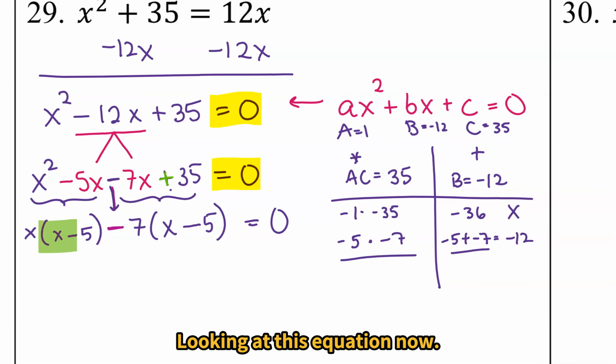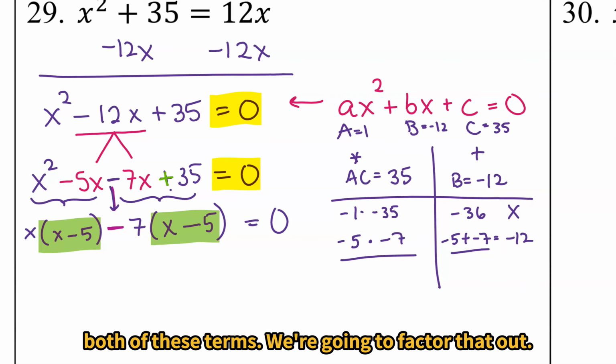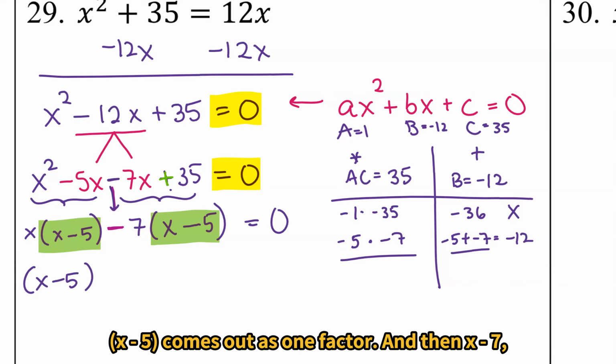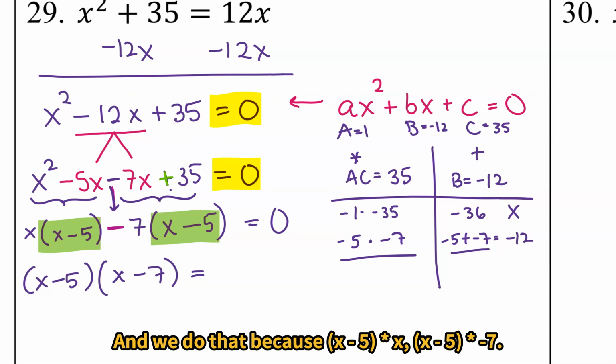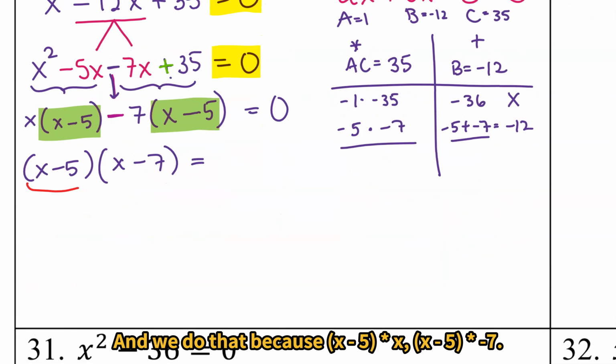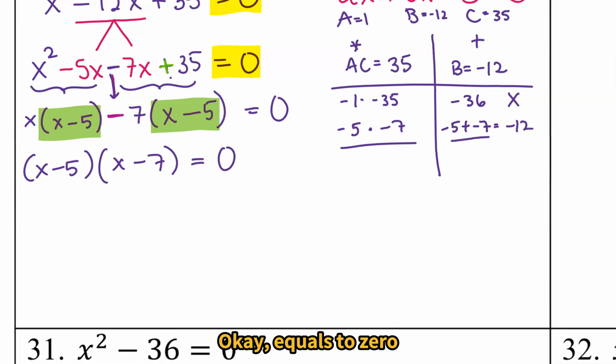Looking at this equation now, I see that x minus 5s are the same in both of these terms, so we're going to factor that out. X minus 5 comes out as one factor, and then x minus 7, those leftover pieces, go in their own parentheses. And we do that because x minus 5 times x minus 5 times negative 7. We're doing that reverse distributive property. Okay, equals 0.